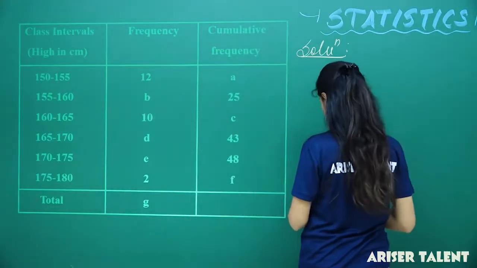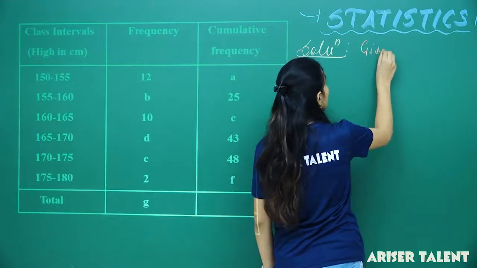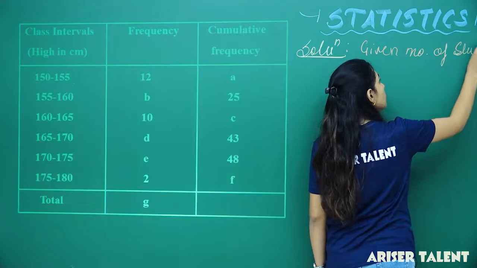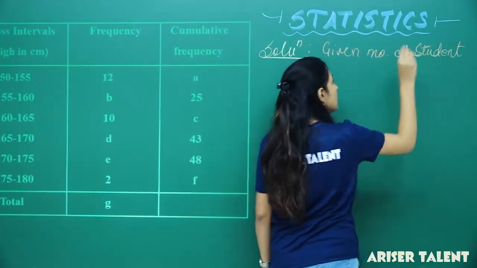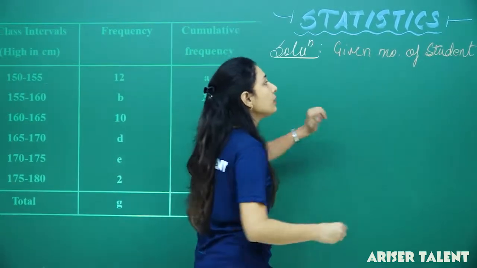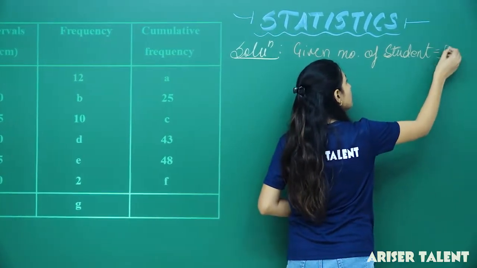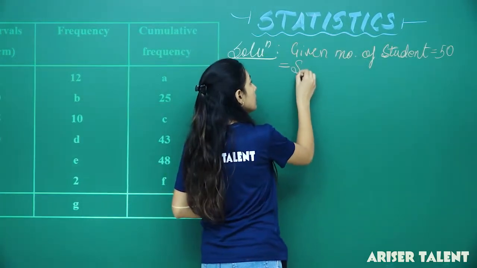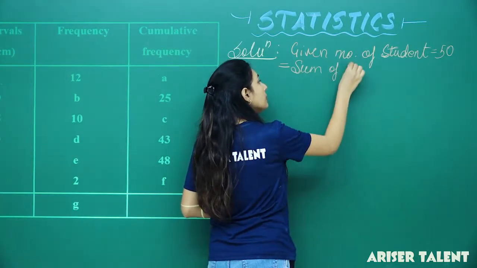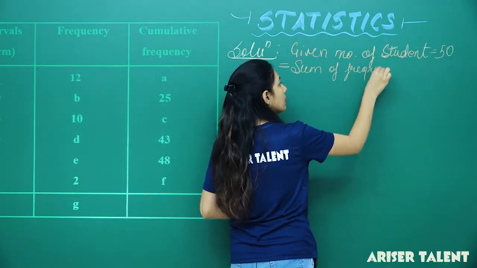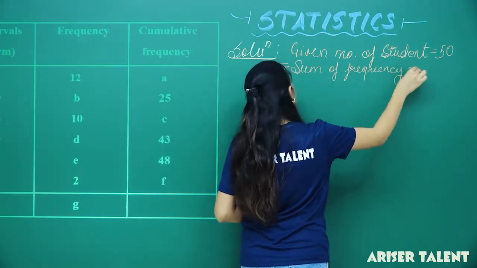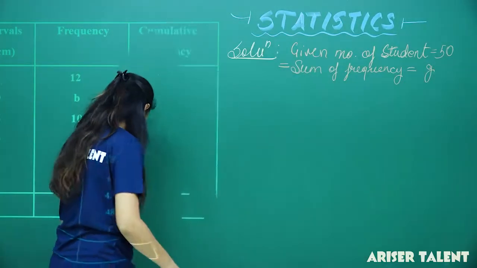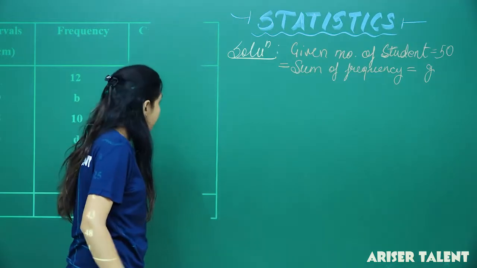Now, given number of students, we know how to calculate the values, so we are just writing things down. Given number of students equals 50. That will also be the summation of frequency, and which is equal to, students, what? Which is equal to G.